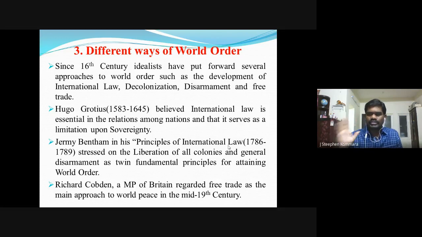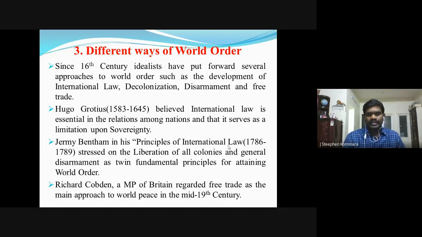అన్ని దేశాలకి స్వాతంత్ర్యాన్ని, స్వేచ్ఛా స్వాతంత్ర్యాన్ని ఇవ్వాల్సిందే. To give independence to all colonies and to reduce the armaments. That is why it reflects disarmament. So this is the basic fundamental twin principles of Jeremy Bentham. So if any nation follows the twin principles, it reflects attaining world order. ఎప్పుడైతే ఈ రెండు ప్రిన్సిపల్స్ పాటిస్తామో, ఎదుటి వారి స్వాతంత్ర్యాన్ని హానర్ చేస్తామో, అప్పుడే ప్రపంచం ఒక సమతా స్థితిని కలిగి ఉంటుంది అని చెప్పచ్చు. ఇట్స్ ఎ బ్యాలెన్సింగ్ పవర్.